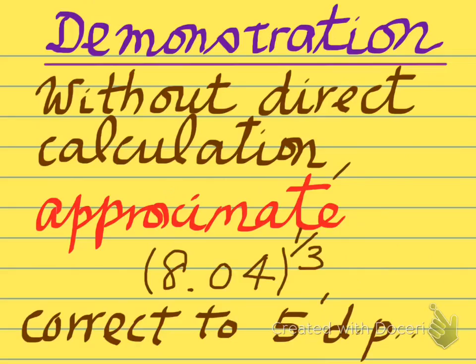Next, we are going to have a demonstration on how to apply the result we have gained just now in answering the problem without direct calculation, meaning we can't key in the value directly using the calculator. We are going to approximate 8.04 raised to the power 1/3, or cube root of 8.04, correct to 5 decimal places.